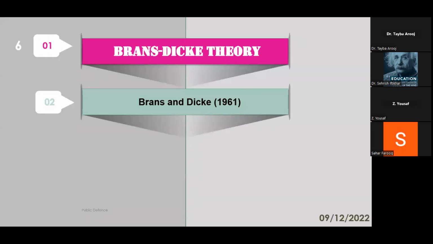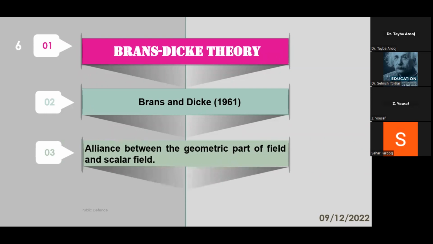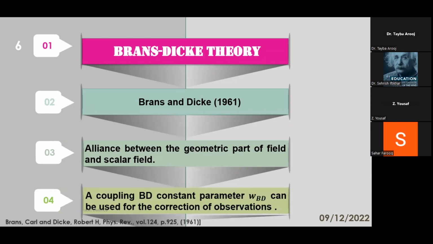In 1961, there were Brans and Dicke. They presented this theory in 1961, and that provides an alliance between the geometric part of the field equations and the scalar field. And the last one is the coupling BD constant omega BD, as I told you a few seconds before, that the coupling BD constant parameter omega BD can be used for the correction of the observations.